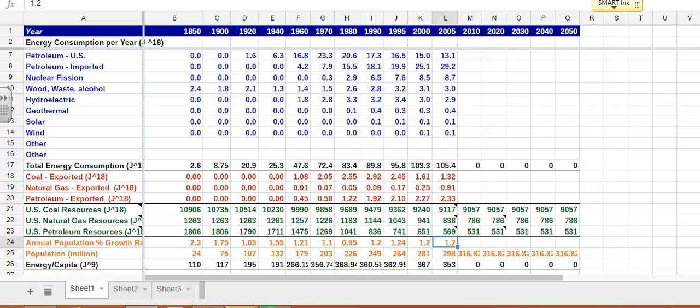The annual population growth is something that you're going to have to decide in your policy, because the number of people in the United States is obviously going to affect how much energy is being consumed by the United States. It's stayed relatively constant within the last 40 years at 1.2-ish.